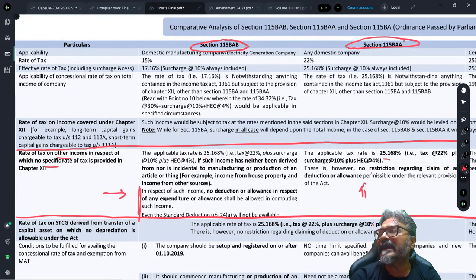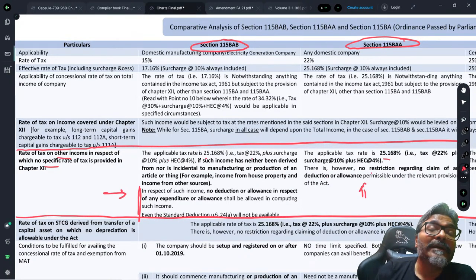Now, the second example, students, is the export incentive. Even the export incentives, students, which are there, are incidental income as well. They are also an incidental income. So if there is an export incentive, which is also considered as an incidental income, even that will be assessable at the concessional rate of 17.16%, because that is also an incidental income.